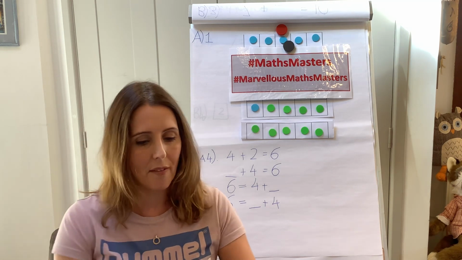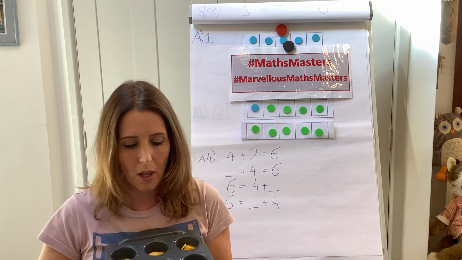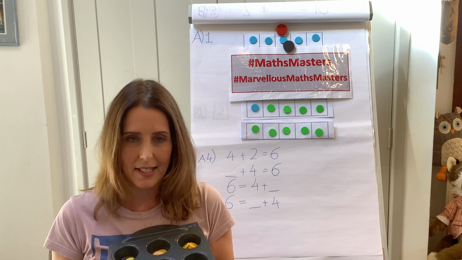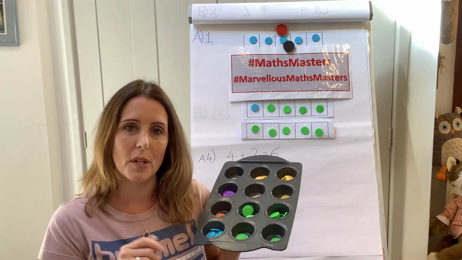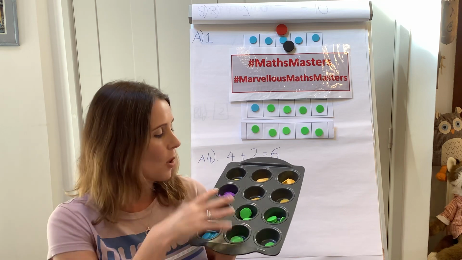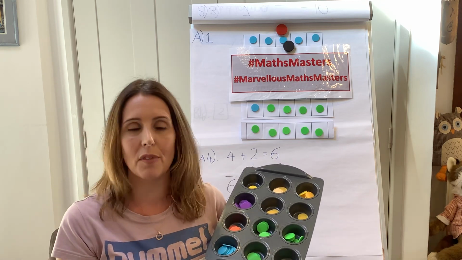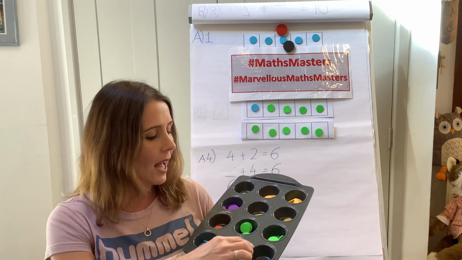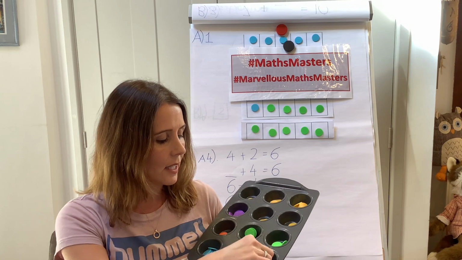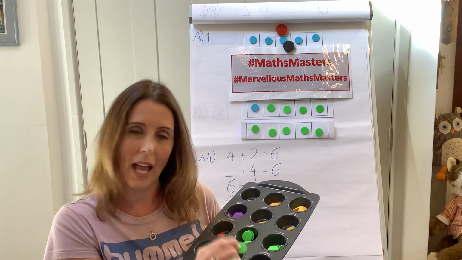Some other games that I thought were quite good for number bonds: if you put lots of counters in a cake tin, you have to time yourself, so maybe give yourself 1 minute. This is a number bonds to 10 game, but you can use it for number bonds to 5, number bonds to 8, number bonds to 3. You have to come along and say how many are in there. So you've got to count how many are in there.